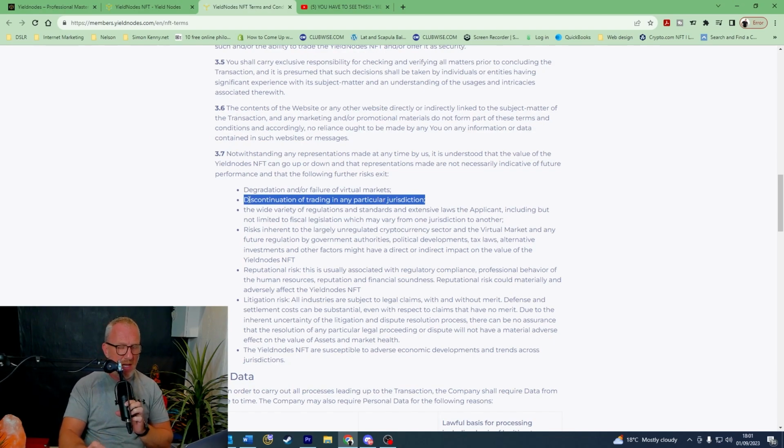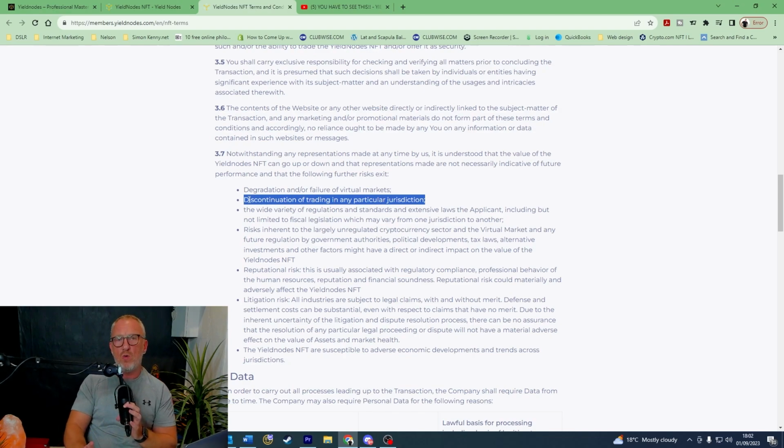But does that mean if the Yield Nodes team and any of its subsidiaries, other businesses in other countries cease trading, then the value of your NFT could drop, and it could drop to zero? I don't know. It's ambiguous. We don't need this ambiguity if we're to claim the NFT. I mean, let's be honest, we shouldn't need to be claiming an NFT at all. It's further complicating things, right?